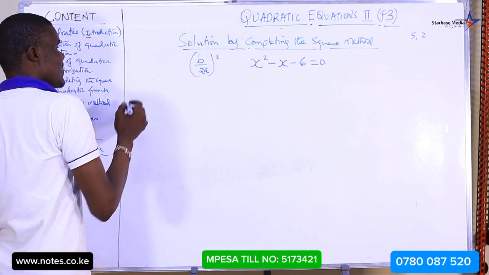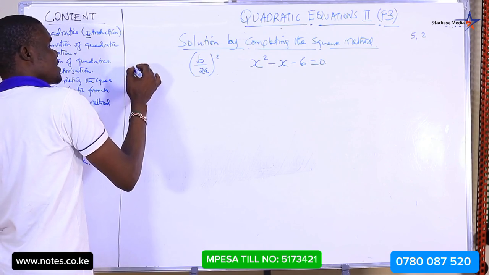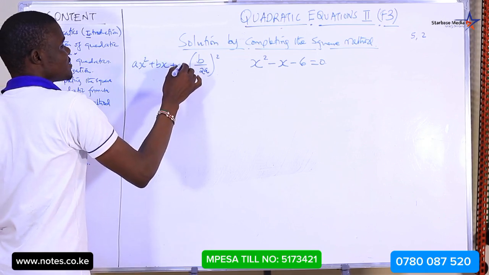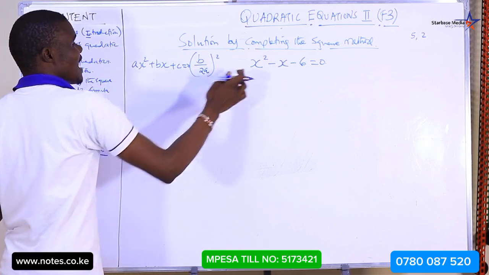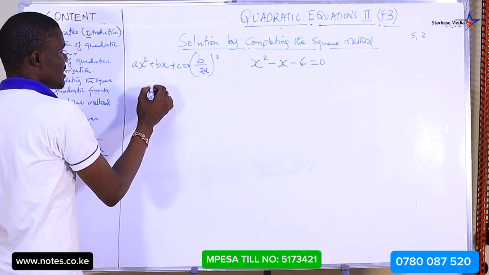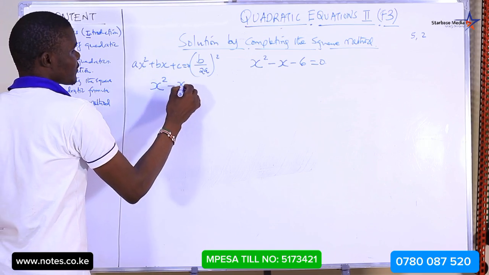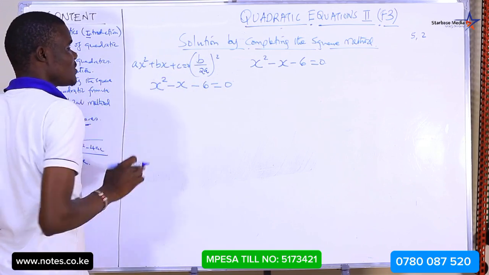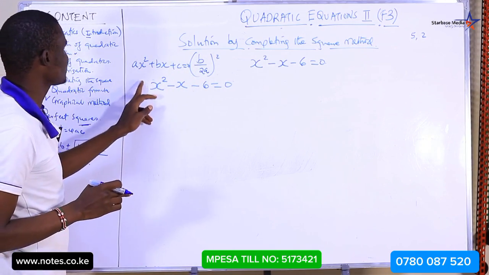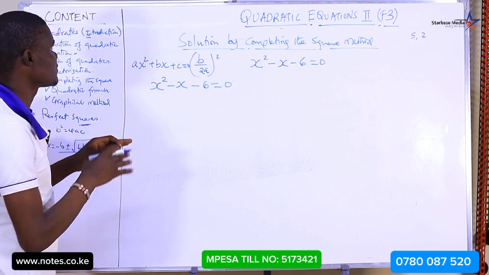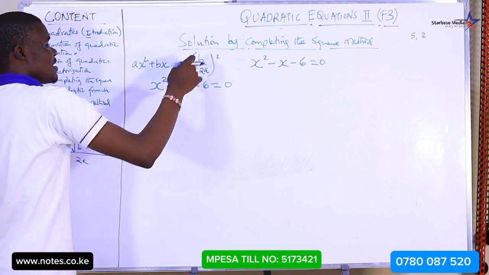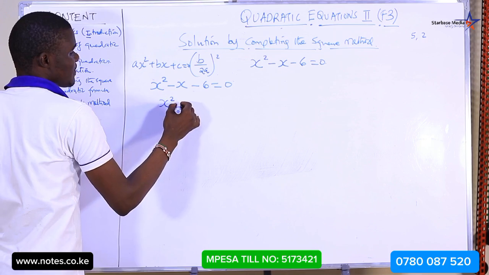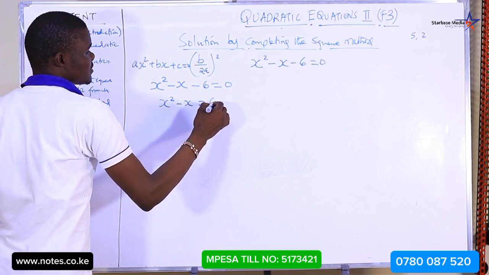what do I do? I must know that a quadratic expression is written in the form of ax squared plus bx plus c is equal to 0. So when I have this and I want to use completing the square, I'll rewrite it here. And then you follow the steps with me. Number one, you take c to the other side because this has a singular coefficient. There is no need of simplifying. So you just take c to the other side. That is the first step you do. So we're going to have x squared minus x is equal to 6.